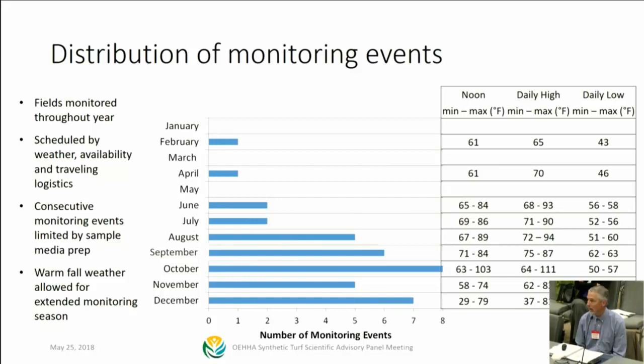The highs actually went up to 111 on one monitoring event day, although we were trying to get out of the field by then and get back to the shade. But that gives you a sense that we wanted to be out there on warmer days because of off-gassing from the surfaces. So I think we accomplished that across the board, even though the sampling itself may have shifted a little later than we wanted.